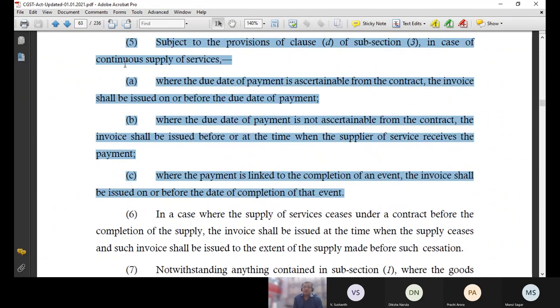But it says that section 31 subsection 5 is inferior than section 31 subsection 3 clause D, because this subsection 5 says subject to. That means first of all 31 3D is supreme, then only you read me, then only you apply me. This is what section 31 subsection 5 says. Now what is section 31 3D? Do you remember? It was about receipt voucher. Whenever you as a supplier received advance payment, you have to issue receipt voucher. That's it. This is what 31 subsection 3 clause D is.